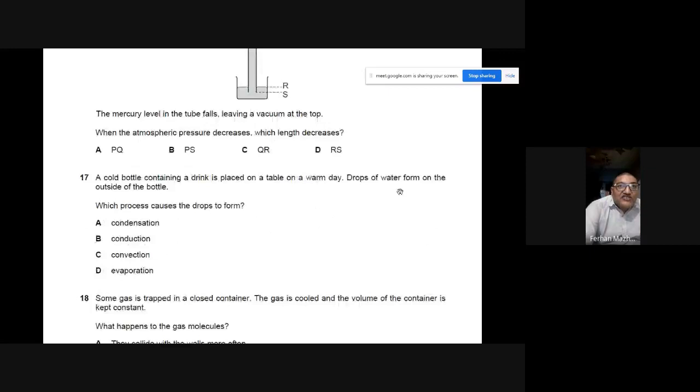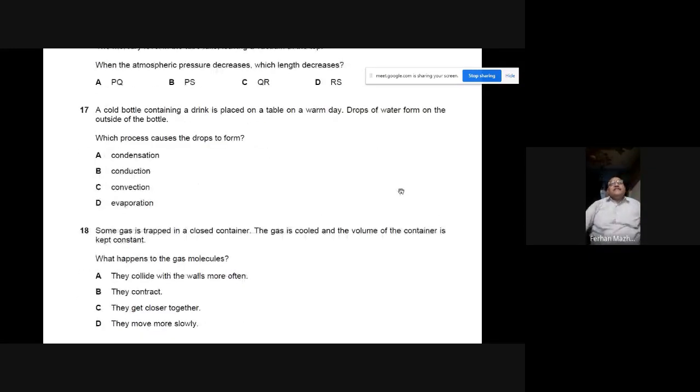Question number 17 is on your screen. A cold bottle containing a drink is placed on a table on a warm day. Drops of water form on the outside of the bottle. Which process causes the drops to form? The air has water vapors in it, in their gaseous form. So when that air comes in contact with the cold bottle, that water in a gaseous form converts into liquid, and droplets of water are formed outside the cold bottle.